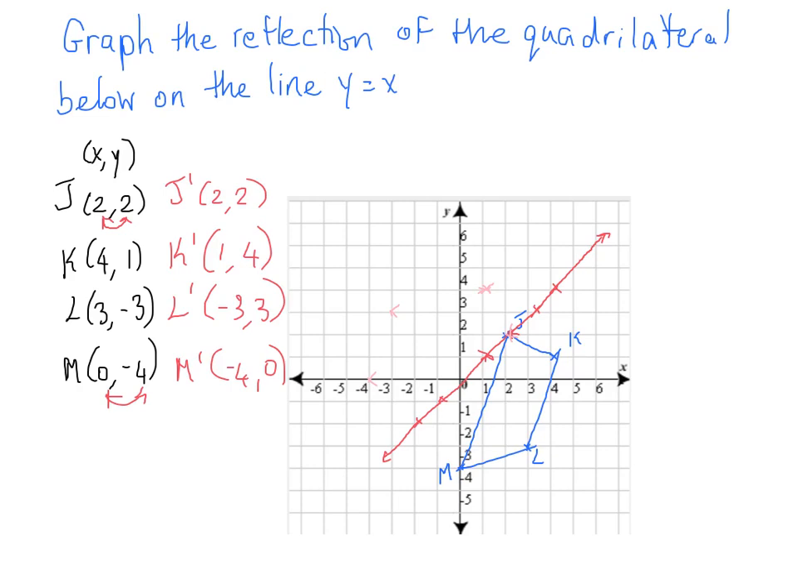And so now we have all 4 of our points, so we can join them together. And we get a perfect mirror image of our original thing, and the line of reflection is x equals y, or y equals x, and that's what it looks like.